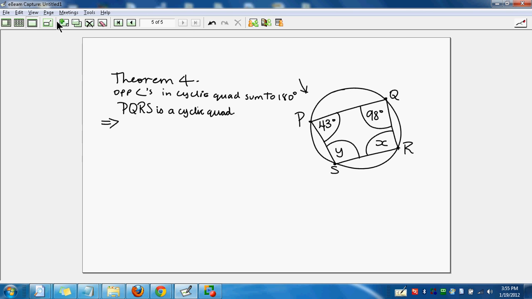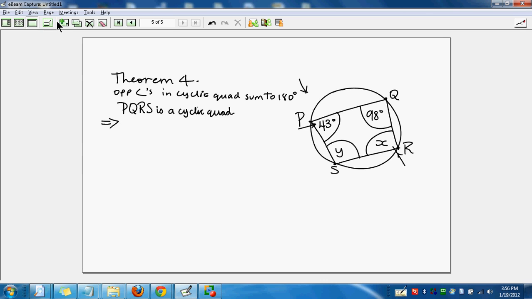Okay, so in order to answer this question, which is really to find the values of X and Y, we have to recognize, first of all, that PQRS is a cyclic quadrilateral. And that implies, therefore, that the opposite angles are supplementary, which means that they sum up to 180 degrees. So in this cyclic quadrilateral, the angle at P and the angle at R, first of all, are opposite, right? And therefore, they are supplementary, which means they add up to 180.